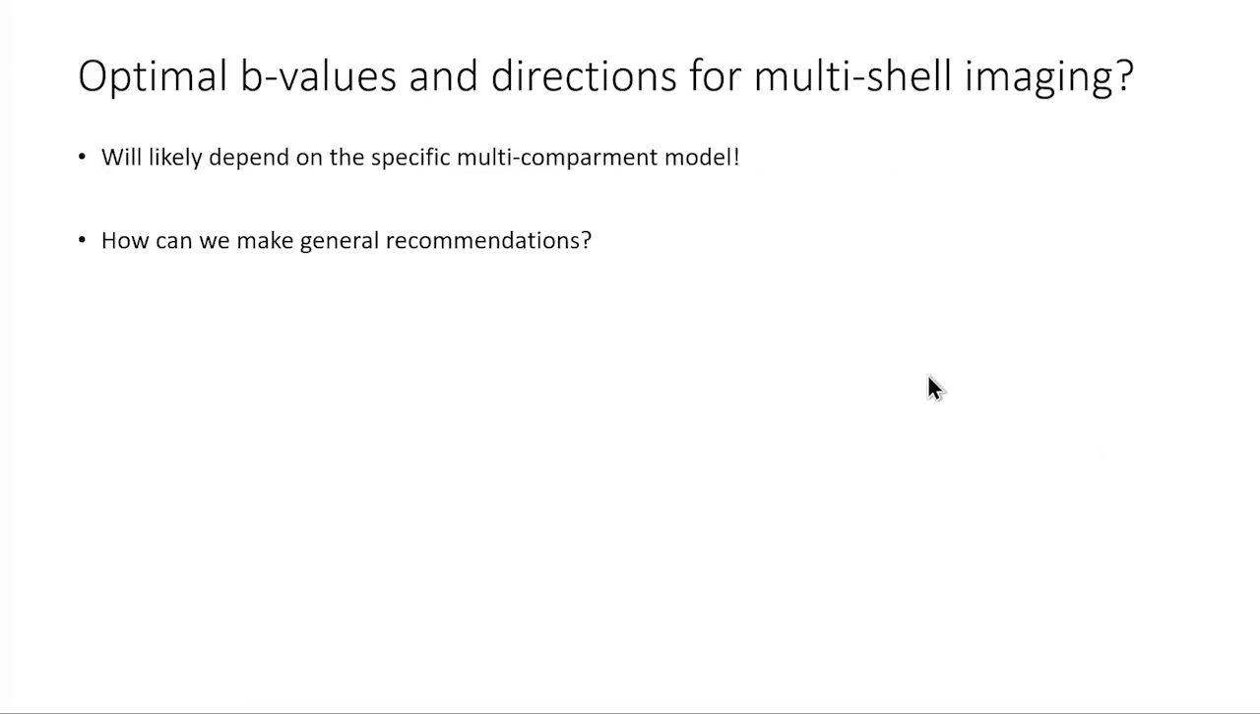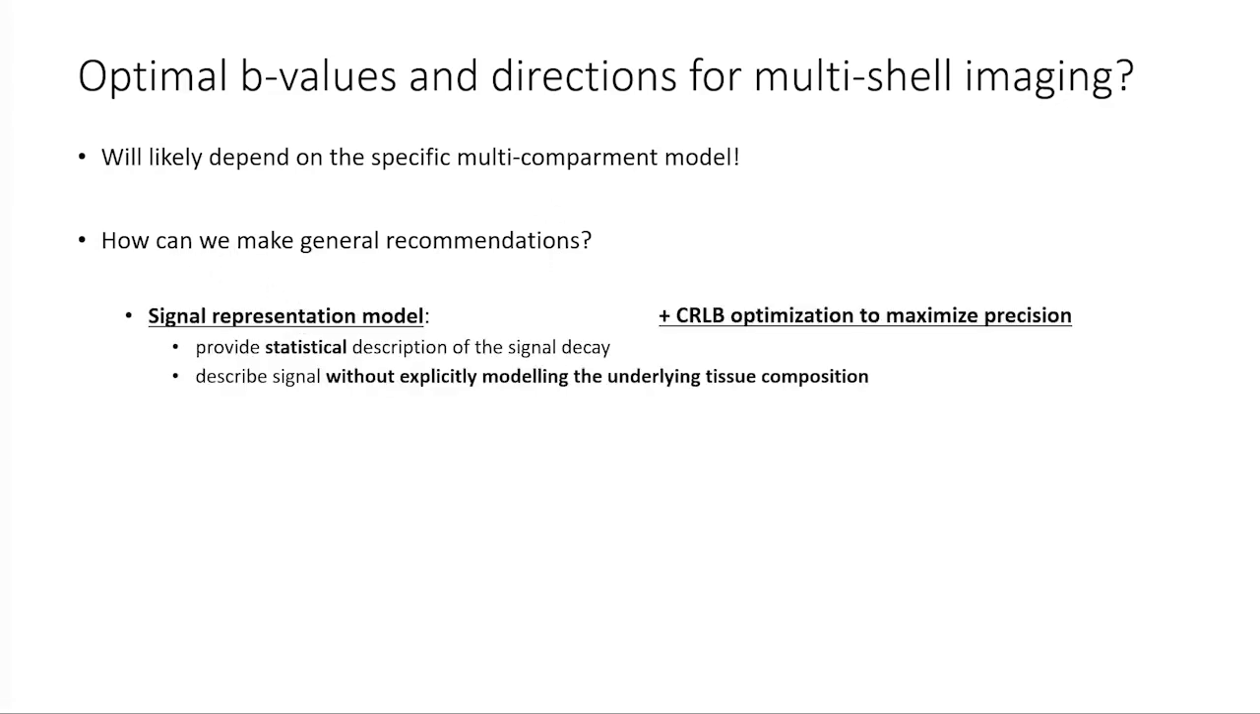So what are the optimal B values and directions for multi-shell imaging then? First, of course, this will depend on your specific multi-compartment model. So how can we then make general recommendations? There are two approaches that I've come across in the literature.